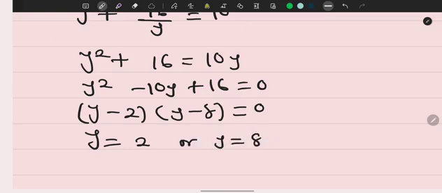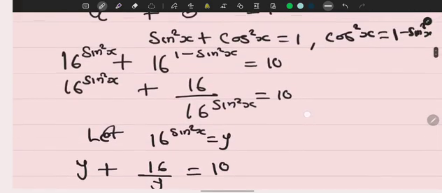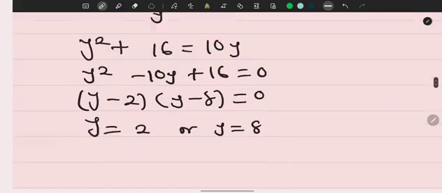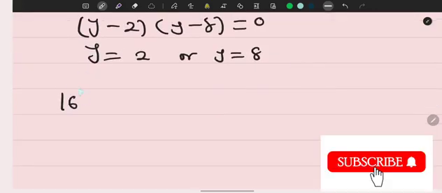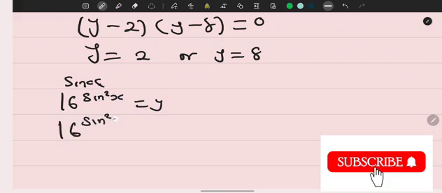And don't forget, the given question is in terms of x, so we need to find x, not y. Okay, but you should remember from here that we let 16 to the power of sine squared x be y. So we're going to make use of that now. Since 16 to the power of sine squared x equals y, let's start with the first value of y. So we have 16 to the power of sine squared x equals 2. So this is when y equals 2.